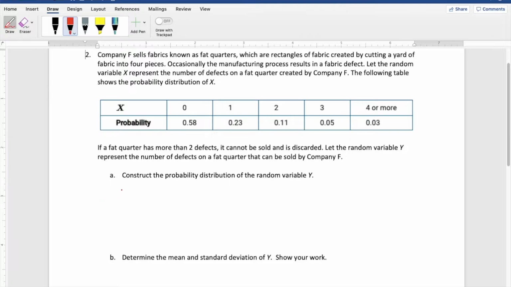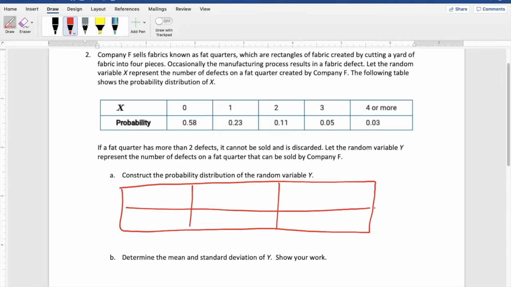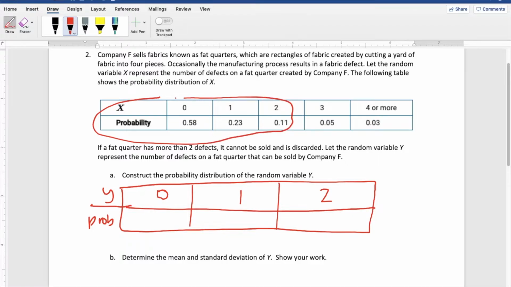I'm going to first set up my table. I'm going to put on the top row 0 or 1 or 2, because those are the numbers that can be sold. I'll put y over here. Probably could have had another column. And this is probability. And then we're going to find the probability of 0 or 1 or 2 given that we're talking about at most 2.